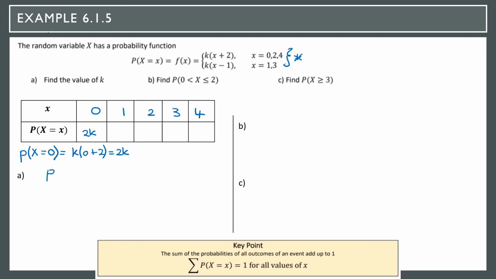Moving on then, if we wanted the probability that x was equal to 1, in this example, we're looking at our second expression listed in the probability mass function. So again, we've got k, but this time we have 1 minus 1, which then simplifies to 0. We just then need to continue working through the possible values of x and substituting into the relevant expression. And we should see that we get 4k, 2k and 6k. So again, if you haven't completed this step, please don't worry.